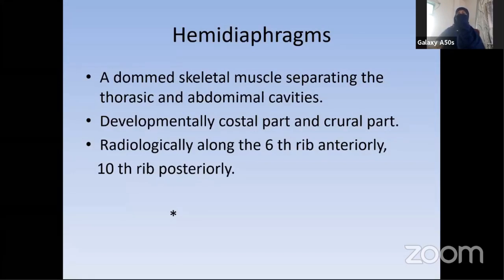In the third part of the session, we are going to introduce the hemi diaphragms. The hemi diaphragms are a domed skeletal muscle separating the thoracic and abdominal cavities. Developmentally, the costal part and crural part comprise its total construction, and radiologically it is seen to be normal when it is located at the 6th rib anteriorly and 10th rib posteriorly in a chest X-ray PA view.